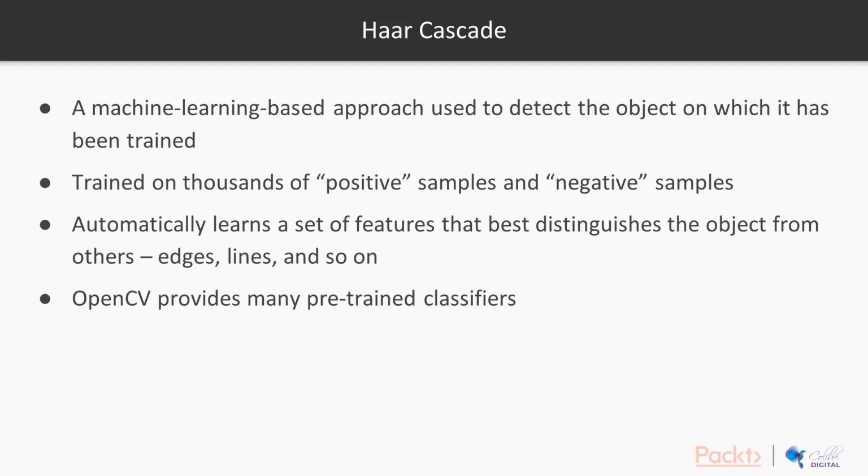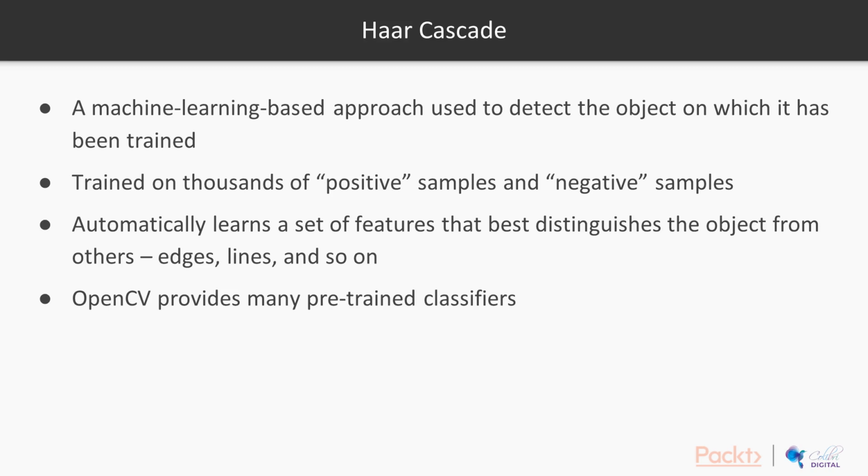So let's assume in our case, we wish to detect faces. We would want to train our model on thousands of images of faces, also known as positive samples, and also on thousands of negative samples, or in other words, images which do not have faces in them. While training, the model would automatically pick up relevant features from the images, which it thinks best distinguishes the face from other objects. These features can be edges, lines, etc.